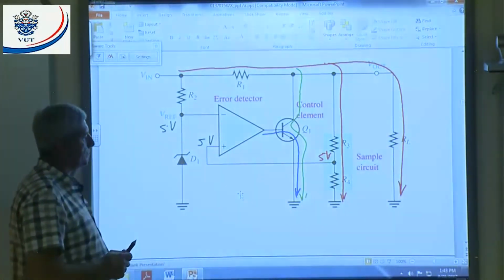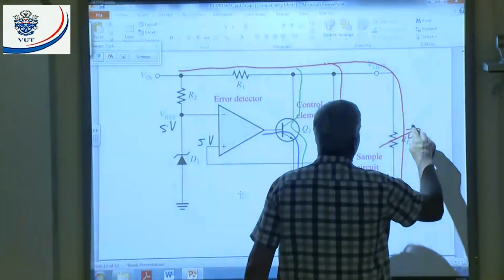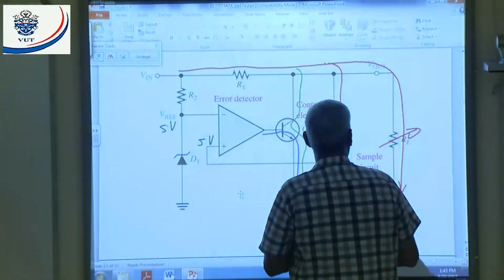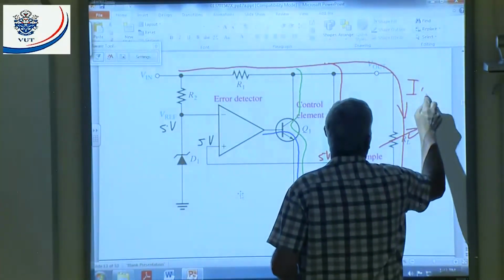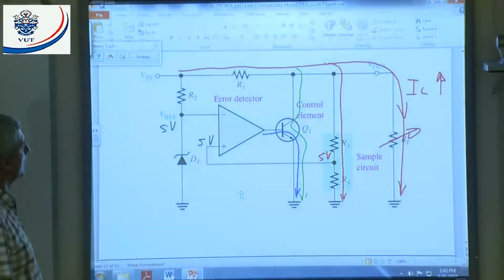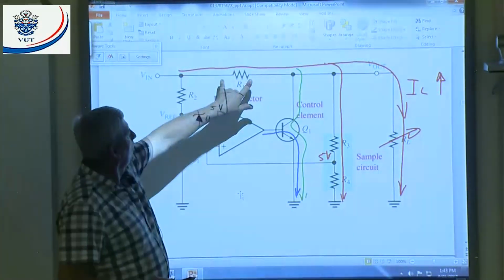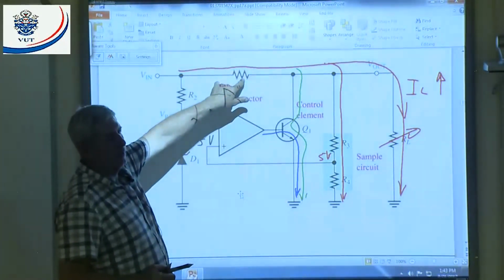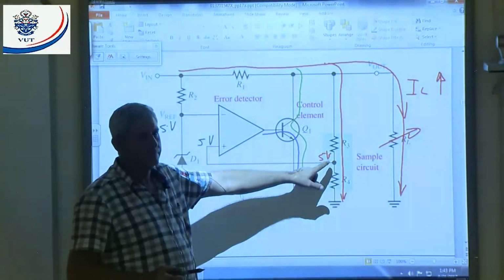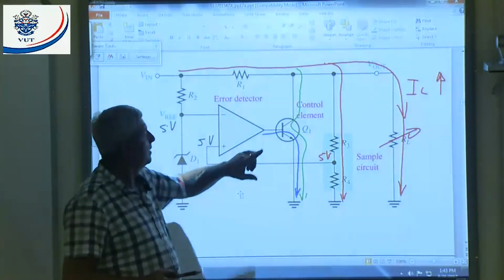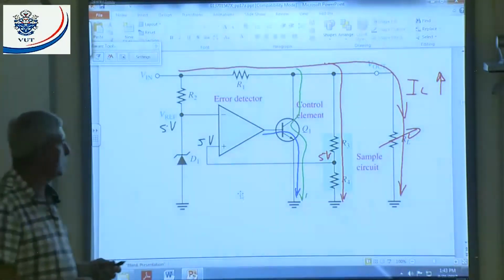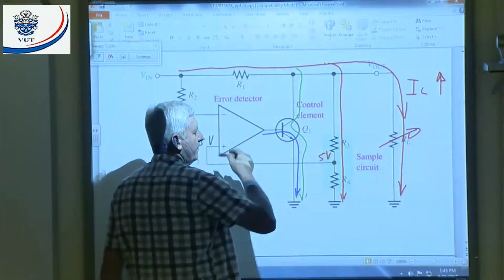Let's assume I make this variable. I decrease my resistance. I increase IL. Let's say IL increases, becomes more. What will happen? If IL becomes more, what will happen to the volt drop here? It will increase. Listen, I increase IL. The volt drop across R1 will increase. You agree? What will happen to the volt drop here? Because that's going to give me my feedback.